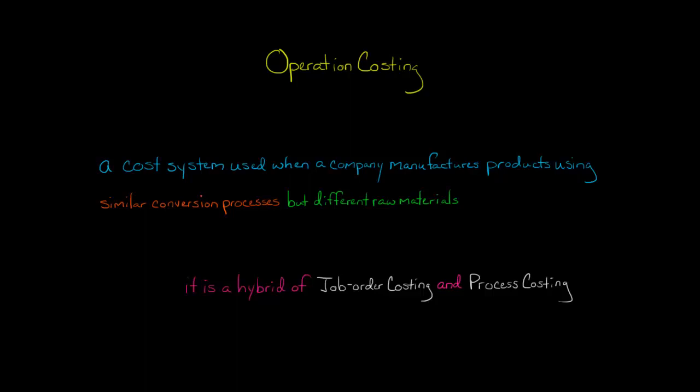In this video, we're going to discuss operation costing. So operation costing is a cost system, like job order costing and process costing, but it's used when a company makes products that have different raw materials, but use an identical conversion process. So ultimately, it's a hybrid or a mix of job order costing and process costing.